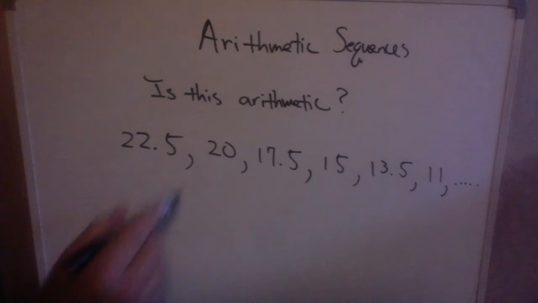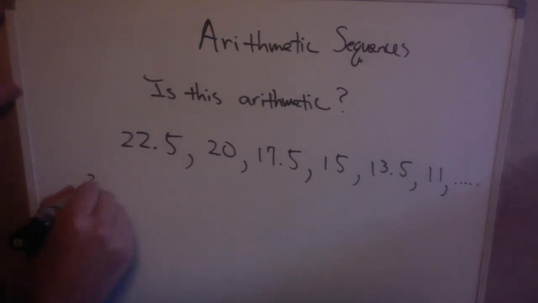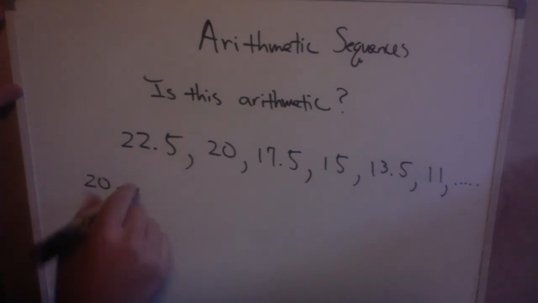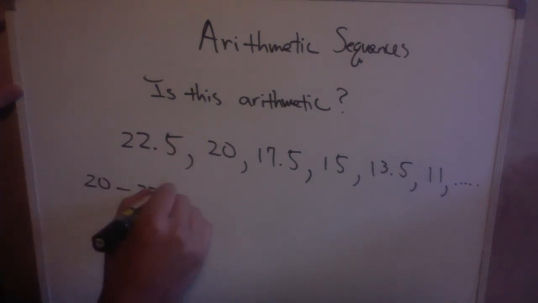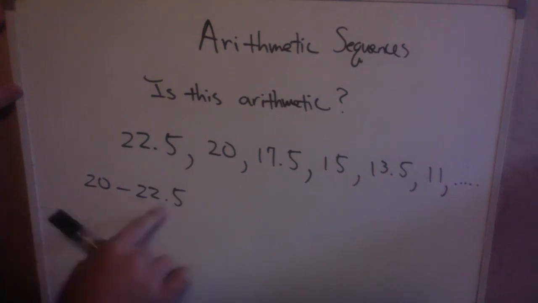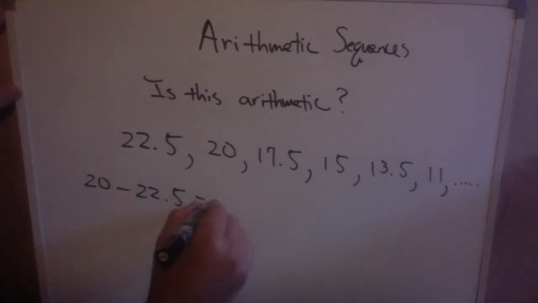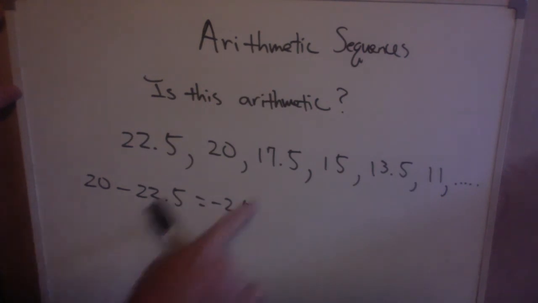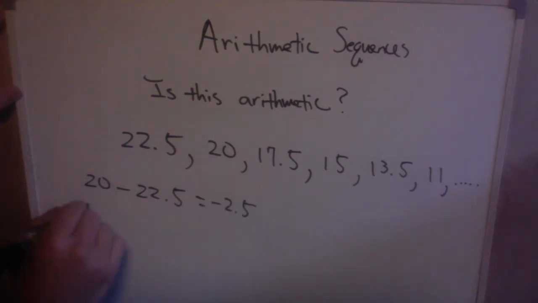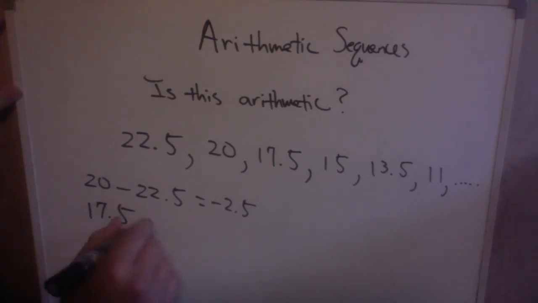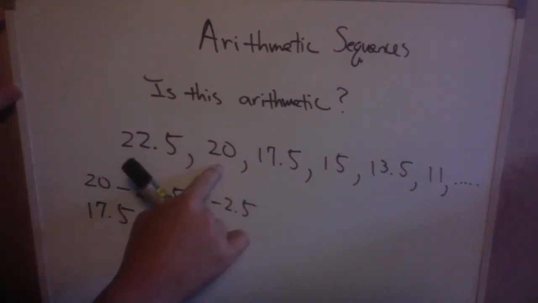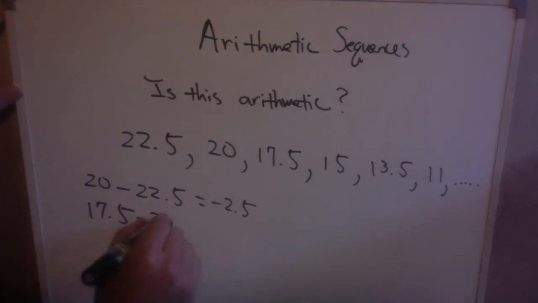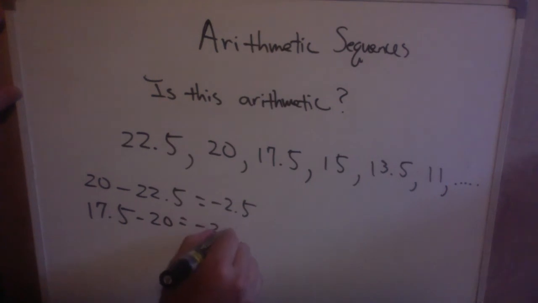So let's take 20, and I'm going to go 20 minus its preceding term, 22.5. So 20 minus 22.5, that's -2.5. So that's a difference. Let's take the next term, which is 17.5, and its preceding term is 20. So 17.5 minus 20, and that's equal to -2.5.